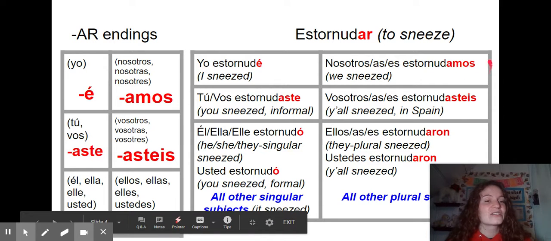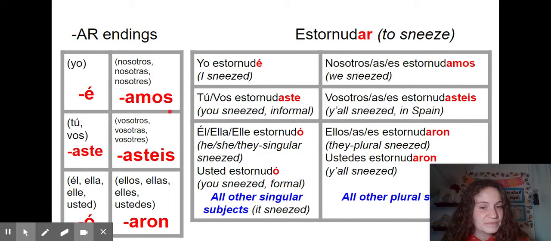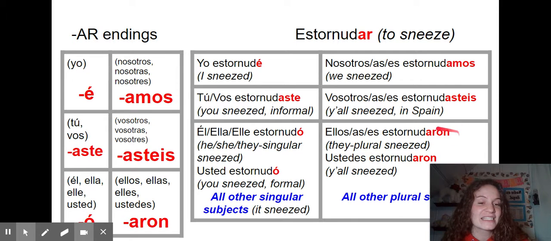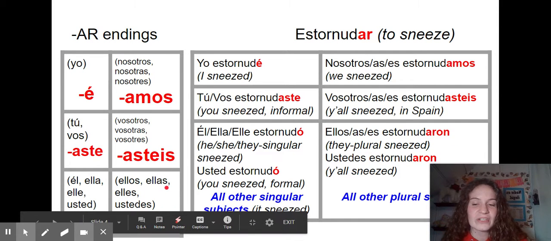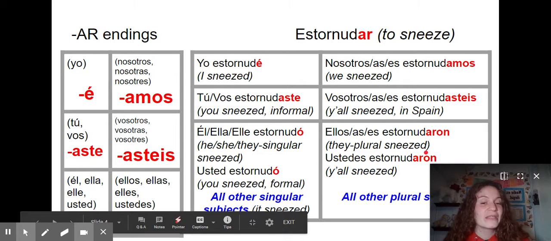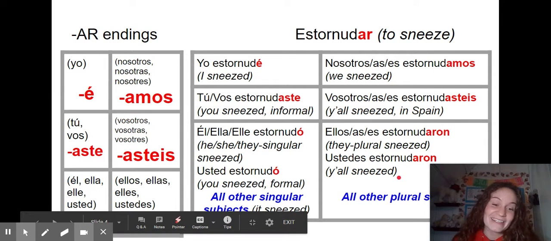Nosotros form, I would say estornudamos for we sneezed. Here I'm using that amos ending. Vosotros, vosotras, or vosotres estornudasteis. That is my vosotros ending, asteis. And last I have ellos, ellas, ellas estornudaron. So that would mean they sneezed. That aron ending comes right from over here. Also, ustedes estornudaron would be y'all sneezed, not in Spain. Vosotros estornudasteis is only in Spain, so ustedes estornudaron would be outside of Spain.